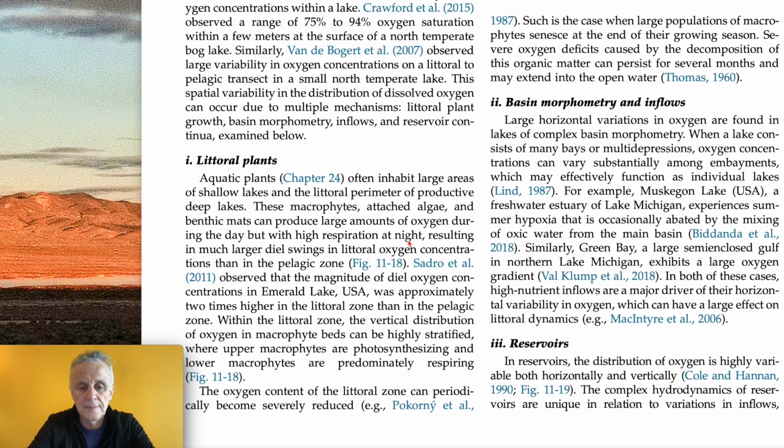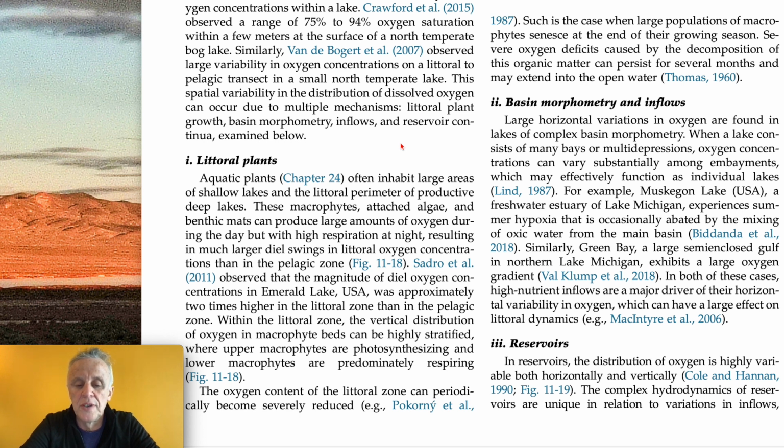Littoral plants. Aquatic plants often inhabit large areas of shallow lakes and the littoral perimeter of productive deep lakes. These macrophytes, attached algae and benthic mats can produce large amounts of oxygen during the day, but with high respiration at night, resulting in much larger diel swings in littoral oxygen concentration than in the pelagic zone. Sadro et al. observed that the magnitude of diel oxygen concentration in Emerald Lake was approximately 2 times higher in the littoral zone than in the pelagic zone.